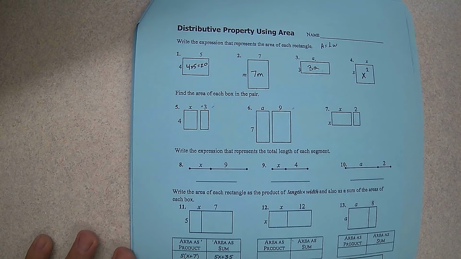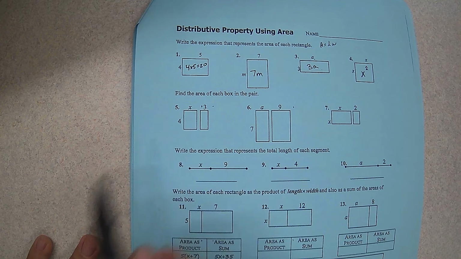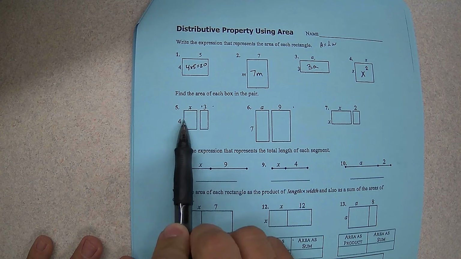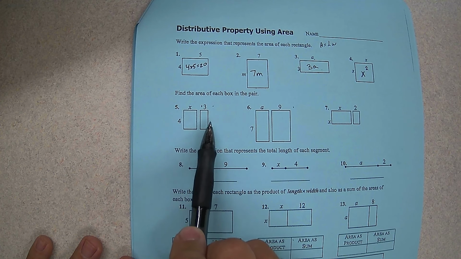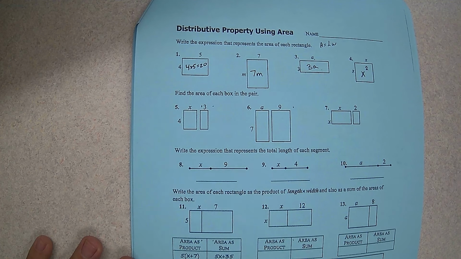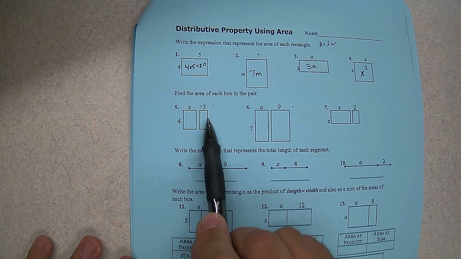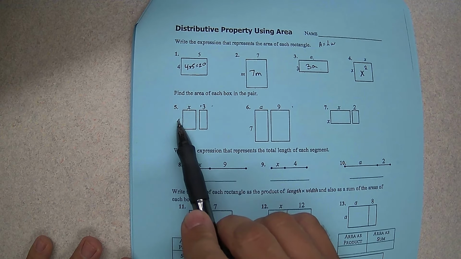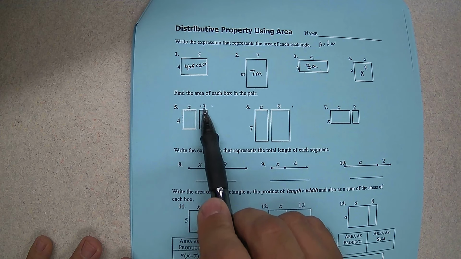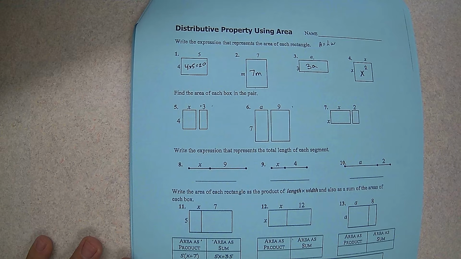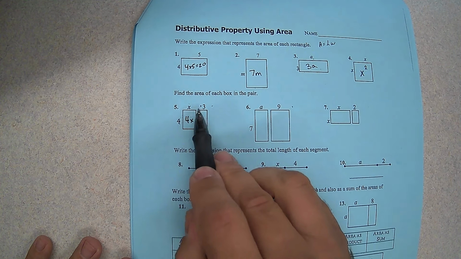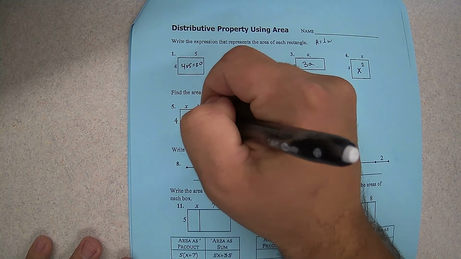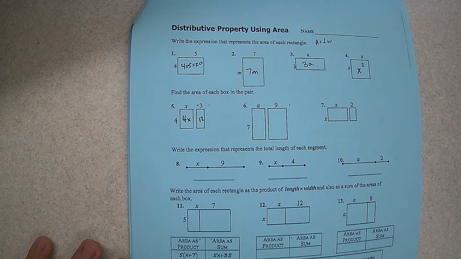Now let's look at a situation like this. We have two boxes. This one's 4 by x. This one just has 3 up here, but remember that this width right here is the same. So we have a 4x and a 4 by 3. So 4x, 4 times x, and then 4 times 3 is 12.